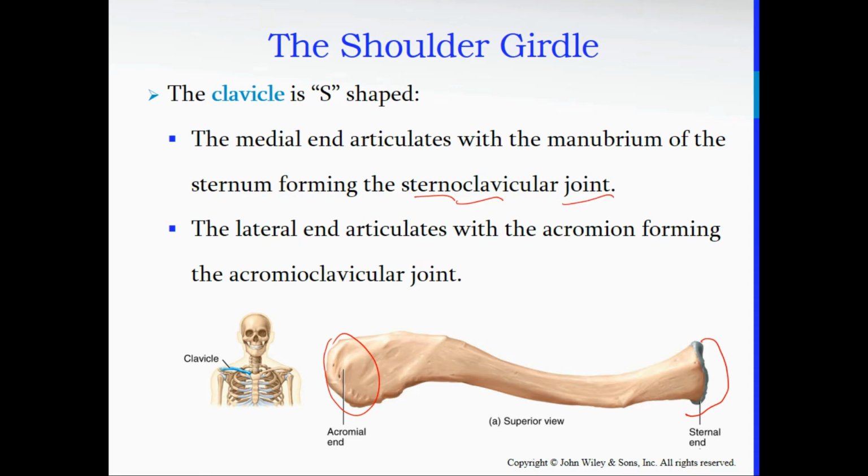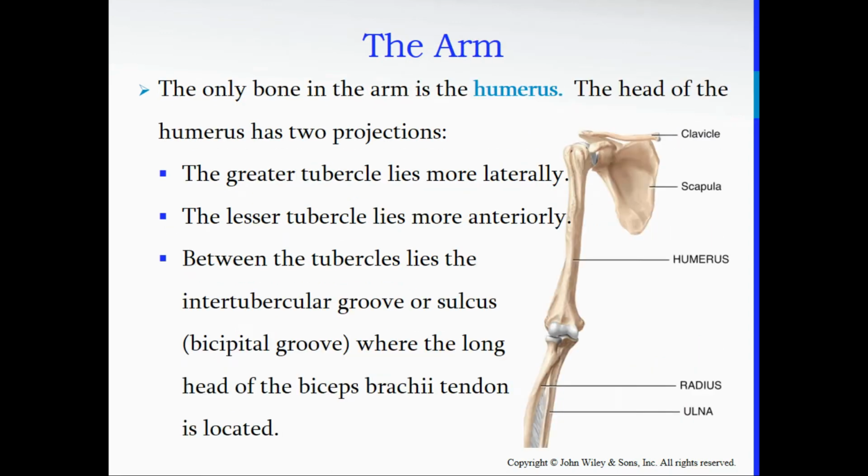And then there's a little bump underneath here towards the acromial end that we will identify later. The only bone in the arm is the humerus. And again, when we say arm, we mean the upper arm.